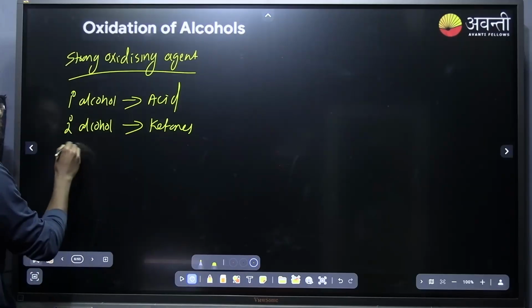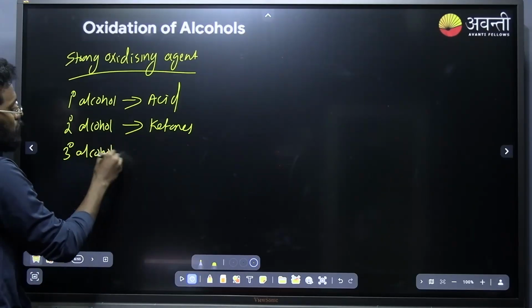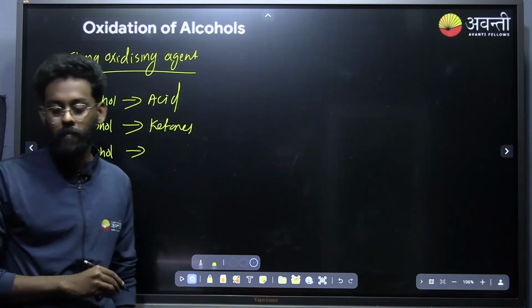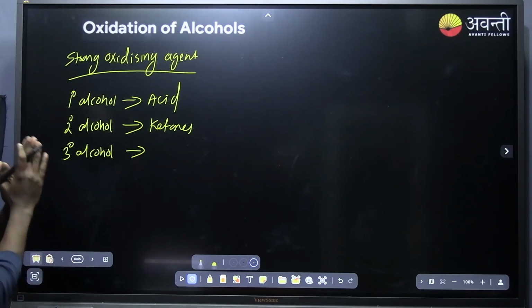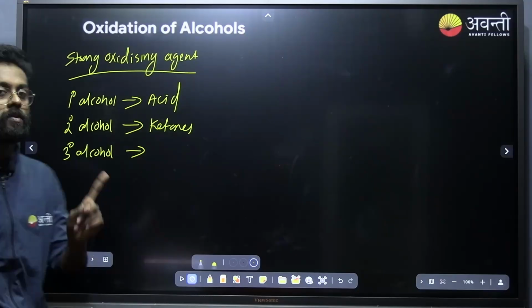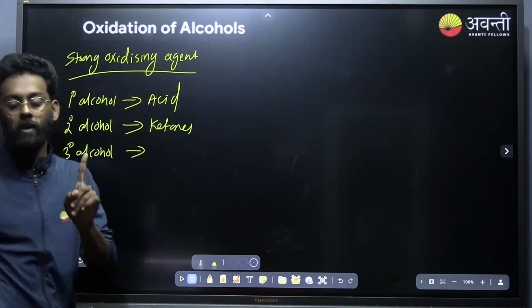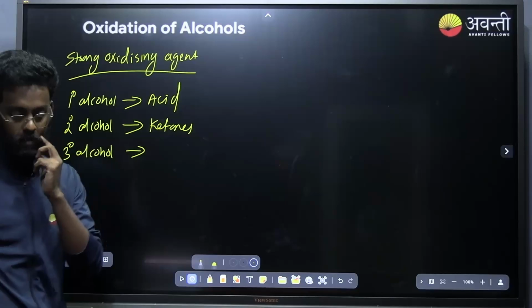And what is going to happen to the tertiary alcohol? Can anyone let me know? Tertiary alcohol. Alkene is formed. Alkene won't be forming in all cases. Only one particular oxidizing agent will be leading to the alkene. That we will discuss.